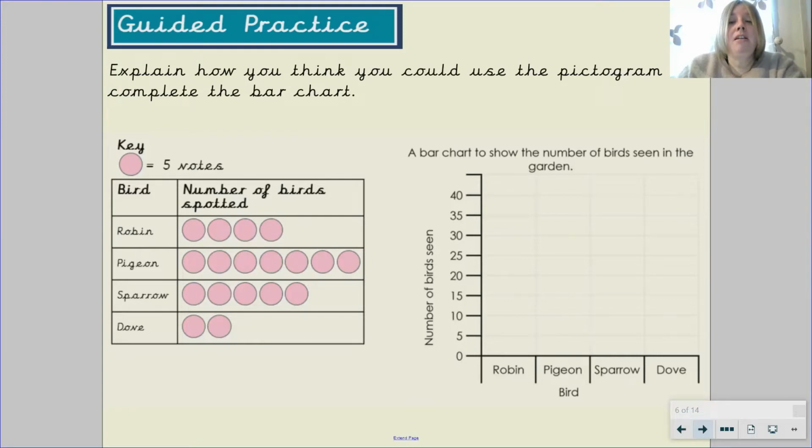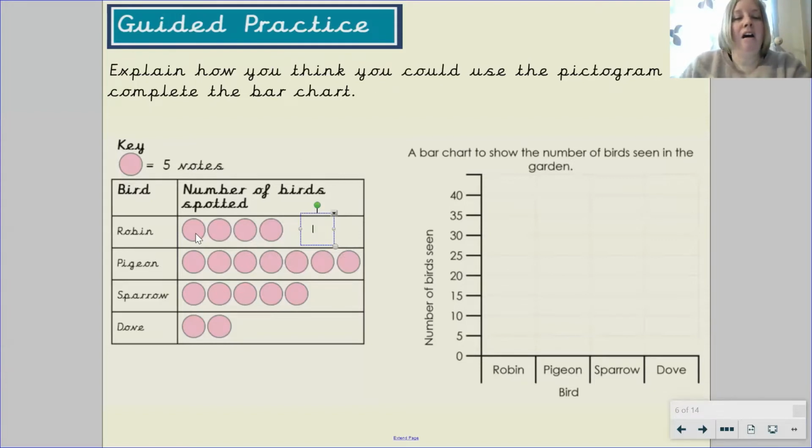Explain how you think you could use the pictogram to complete the bar chart. Pause your video and have a little think about this for me. So, the first thing I'm going to do is use my pictogram to help me. My key for my pictogram shows me that each circle is equal to 5. So we're going to count how many robins were spotted by counting in 5s.